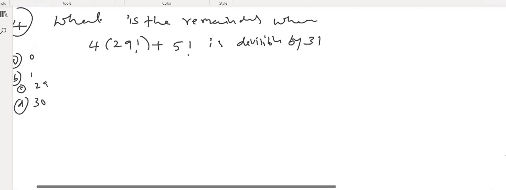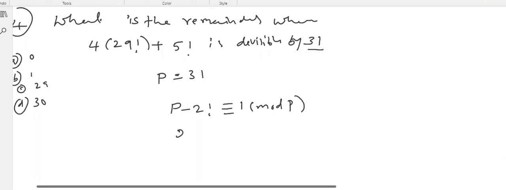P is equal to 30. Right. So we know that here it is divisible by 31, so my prime number P is equal to 31. No doubt at all, it is Wilson's theorem. Here 31 is there and here 29 is there, so we can use the formula: (P minus 2) factorial is congruent to 1 modulo P. If it is (P minus 1) factorial, then it is -1.